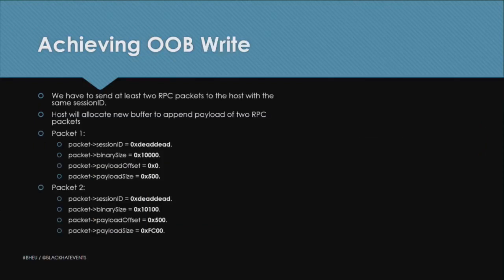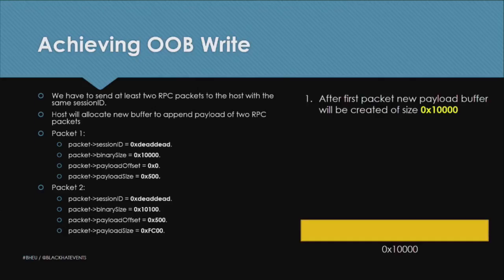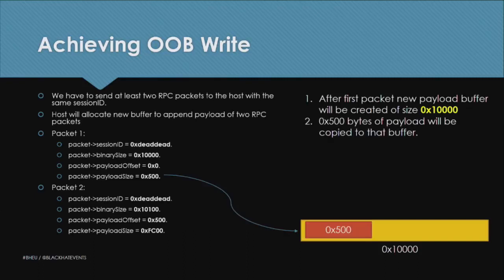The interesting part about this vulnerability was that using the same bug, we can achieve an out of bound overwrite as well. To achieve an out of bound overwrite, you have to send more than one packet from guest to host with the following characteristics. Point to be noted here, the session ID of the packet should be the same one. Once the first packet is received at the host end, the VMware VMX process will allocate memory in the heap of 10,000 bytes, since the binary size is set to 10,000. And since the payload size is set to 500, it will copy 500 bytes of data into the allocated buffer.